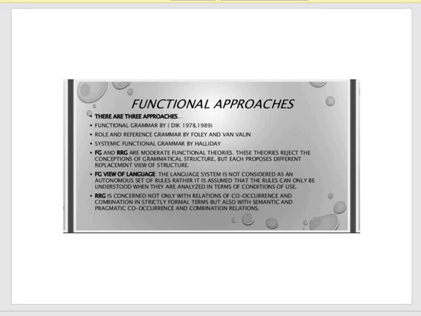There are functional approaches, and there are three: functional grammar by Dik, role and reference grammar by Foley and Van Valin, and systemic functional grammar by Halliday. FG and RRG are moderate functional theories. These theories reject the autonomous conception of grammatical structure, but each proposes a different replacement view of the structure. In FG's view of language, the language system is not conceived as an autonomous set of rules; rather it is assumed that the rules can only be understood when they are analyzed in terms of conditions of use. And RRG is concerned not only with relations of co-occurrence and combination in strictly formal terms, but also with semantic and pragmatic co-occurrence and combination relations.